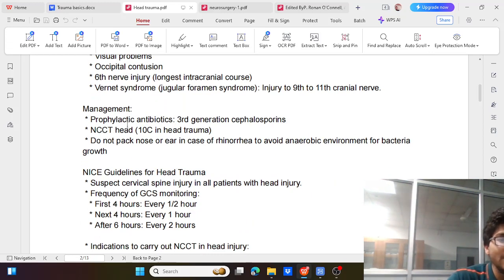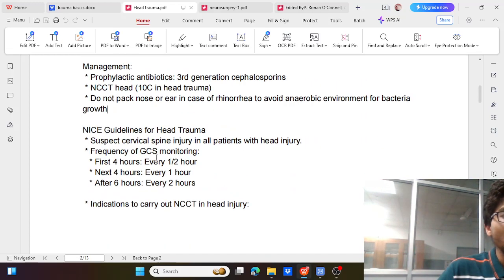These cranial fossa fractures are generally very severe and need support from the neurosurgery team. But initially, what is to be done: we start antibiotics, and we should make sure that we do not pack the nose or ear in case of rhinorrhea, to avoid an anaerobic environment for bacterial growth. Many times these injuries are so severe that the patient does not survive. So it is very important that if we suspect these injuries, they should be quickly managed with a neurosurgical team.